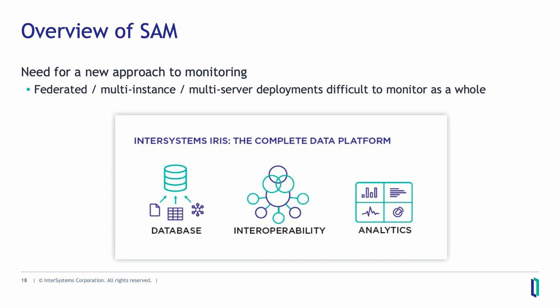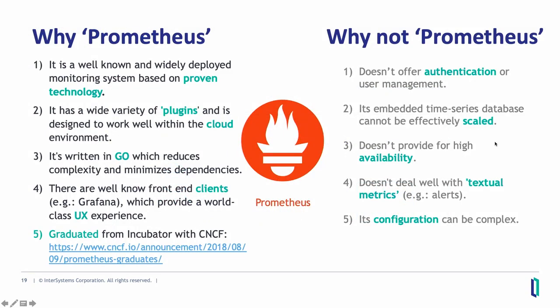In SAM, we chose Prometheus as an open source implementation of a monitoring system and enhanced its functionality by extending its APIs and leveraging IRIS as the primary data store. So you ask the question, why Prometheus, and why not? Well, the why: one, Prometheus is a well-known and widely deployed monitoring system based on proven technology. Two, its wide variety of plugins is designed to work well with the cloud environment. It's written in Go, which reduces complexity and minimizes dependencies.